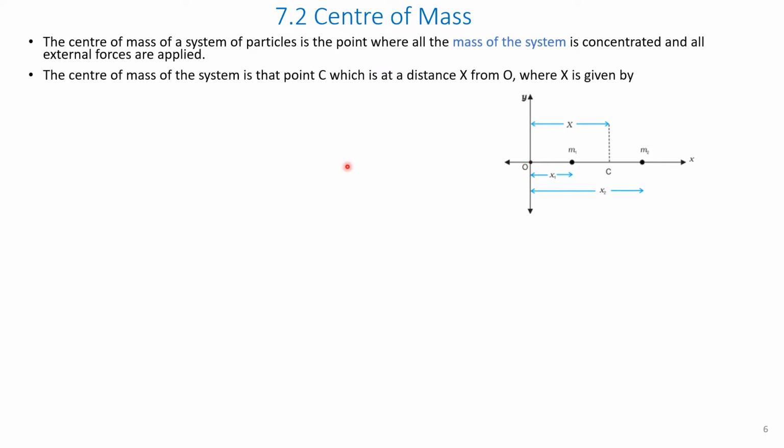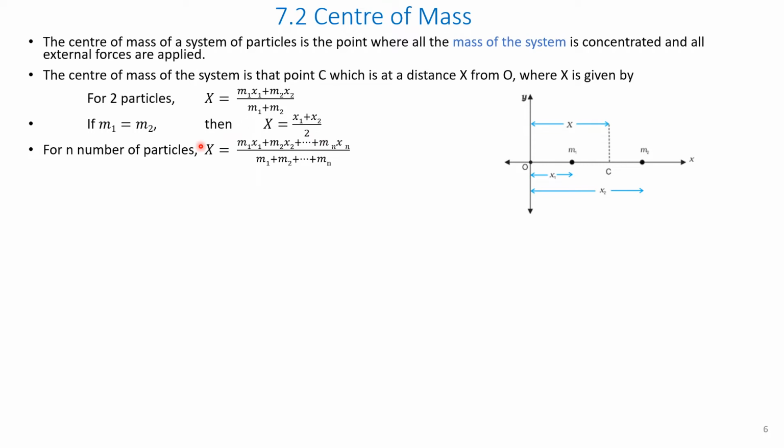The center of mass of the system, which is at the point C as shown in the diagram and located at a distance of capital X, is given by X equals M1 X1 plus M2 X2 divided by M1 plus M2. This is for two particles. If M1 is equal to M2, then X is equal to X1 plus X2 divided by 2.